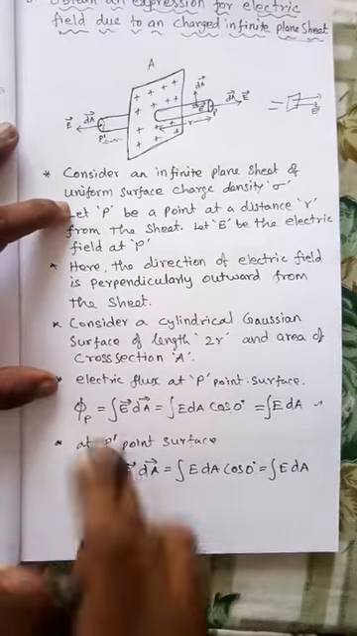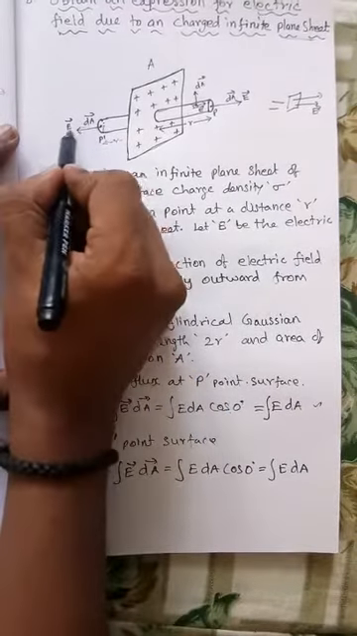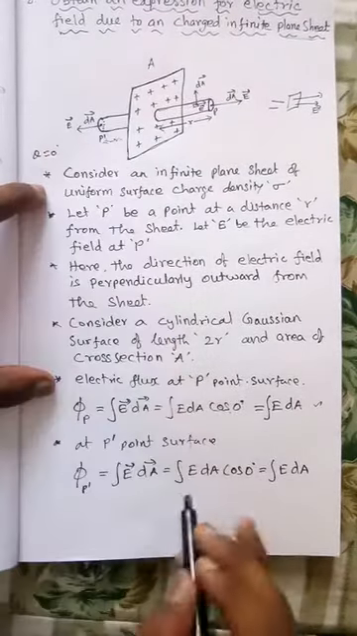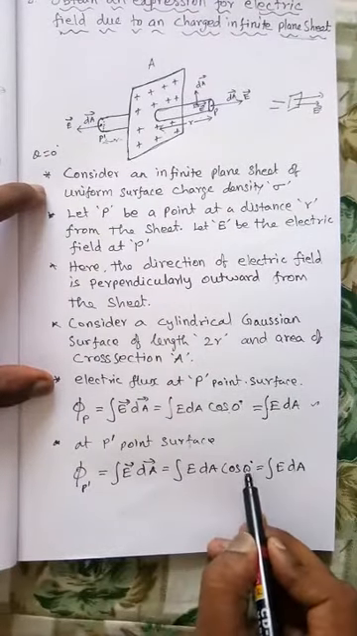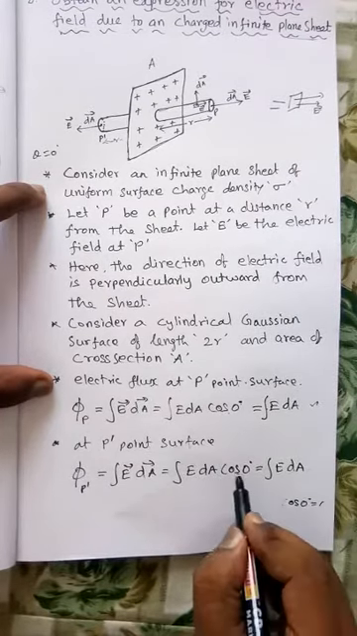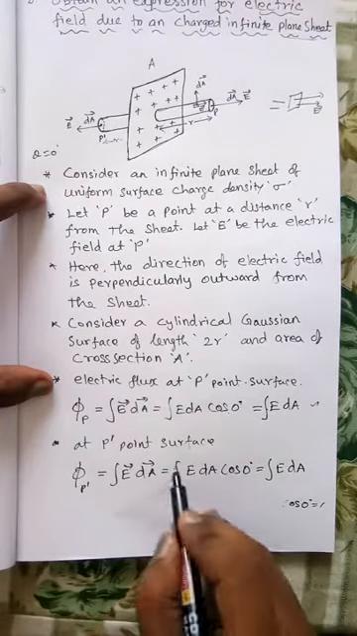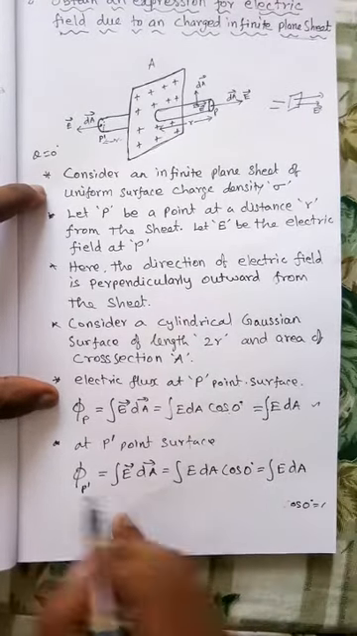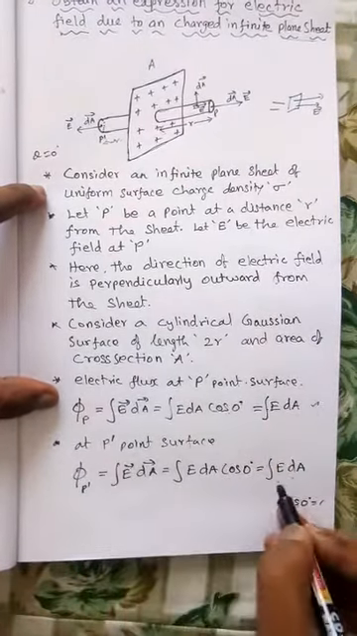So next, the P dash point, this point. Here also dA and E are moving in the same direction. So theta will become 0 degree only. So the same formula, E dA cos 0, and cos 0 is 1. So it is the integration of E dA. So on the P side, integration of E dA, and on the P dash side also integration of E dA.